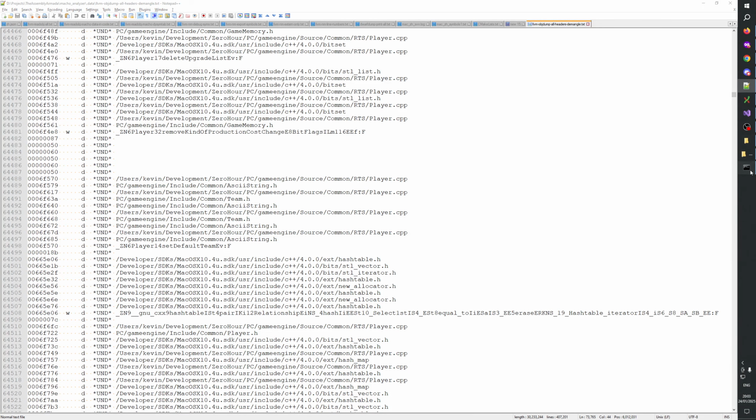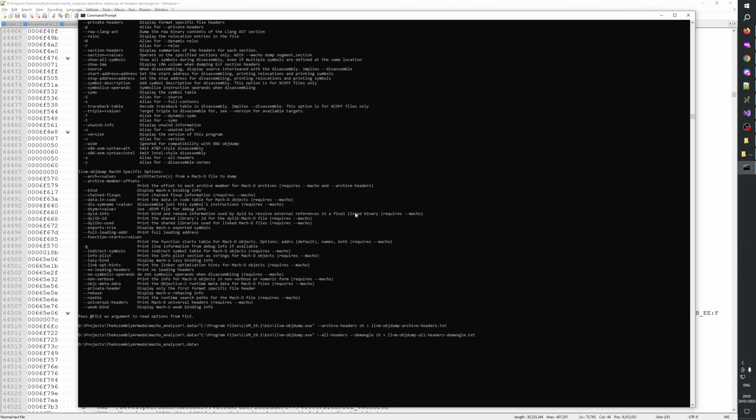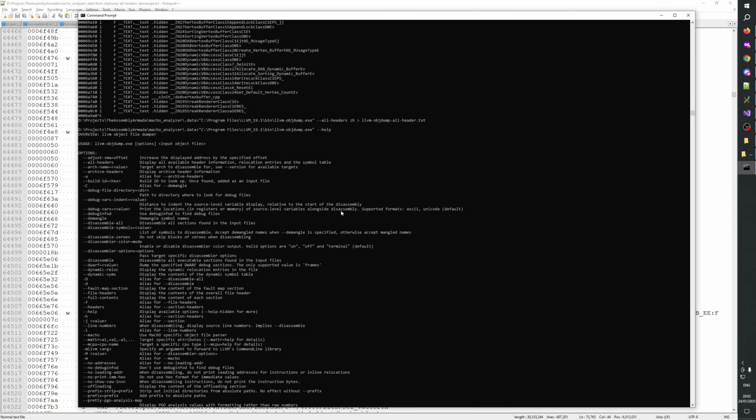Okay, let's see what else we can do here. So archive headers, so all headers display all available header information. Symbol table. Build ID. No. Debug was debug info. Sorry. Disassemble all sections. Yeah. Let's see what this gives.